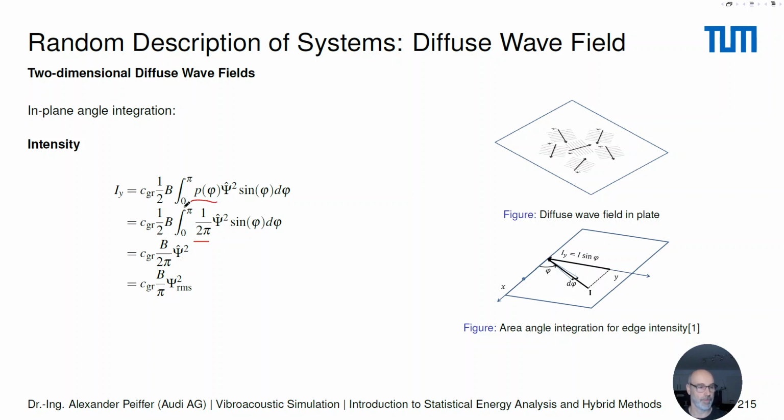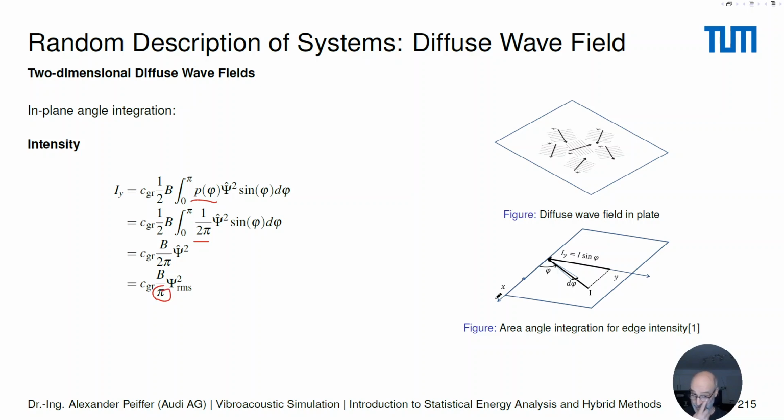When we solve the integral, we get the expression as given here. That's the group velocity times our wave relationship constant divided by pi, and the root mean square value of our amplitude in the wave field. Just remember, in the one-dimensional case it was 2, and now, instead of 2, we have pi for the two-dimensional field.